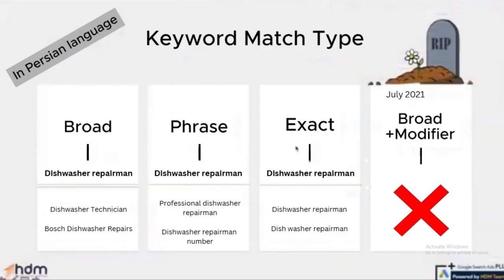It has no symbol. Well, what about the phrase match? Guys, do you see my phrase match keyword? What has happened to it? Guys, it has double quotation marks on both sides. Well, the phrase match keyword has double quotation marks on both sides.